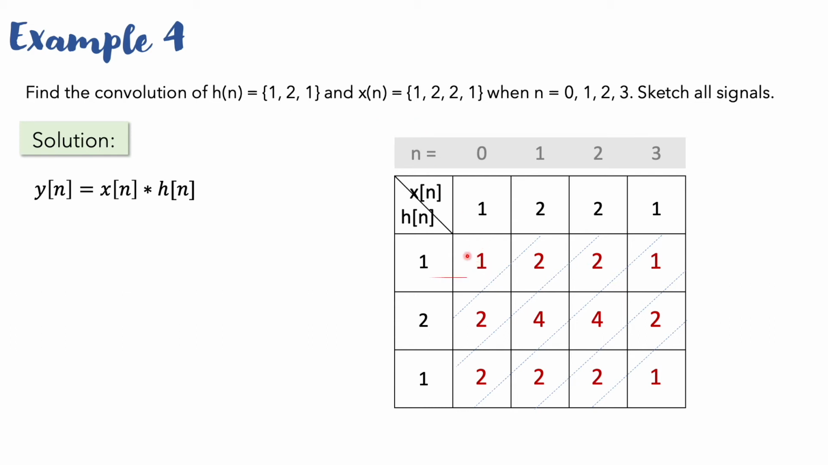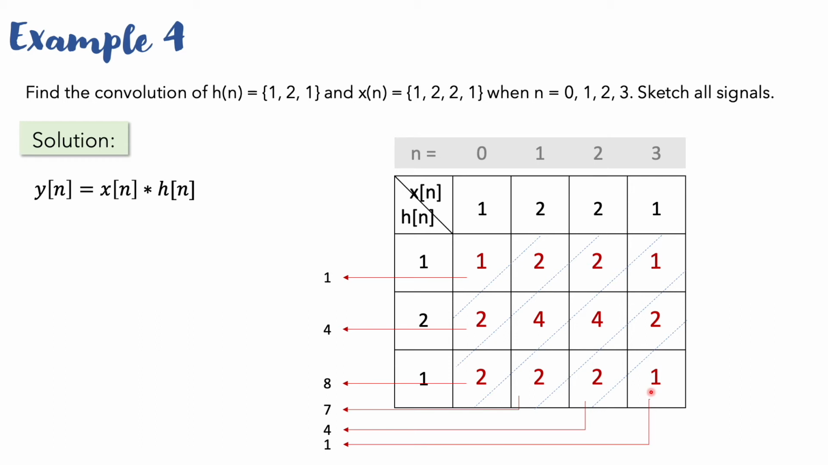So by adding there is only one, we will get 1. Now we will add these two, we will get 4. Then we add these three: 2 plus 4 plus 2 gives us, it should have been 8 actually. It should have been 8 here. 2 plus 4, 6 plus 2, 8. Okay. And then 2 plus 4 plus 1 gives us 7. And then 2 plus 2 gives us 4 and 1 at the end, right? So we have 1, 2, 3, 4, 5 and 6 samples in the output sequence.